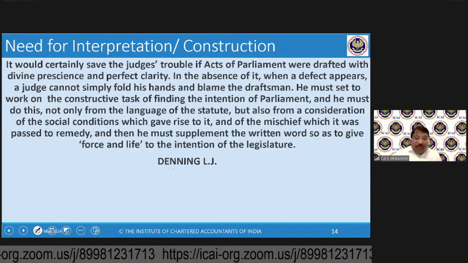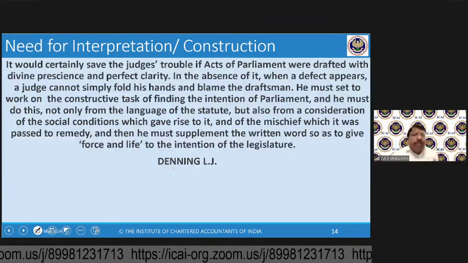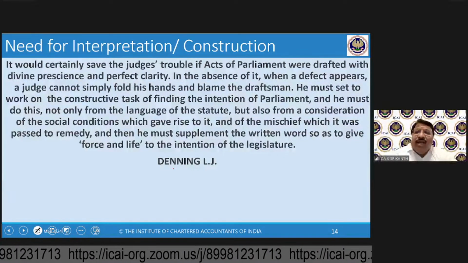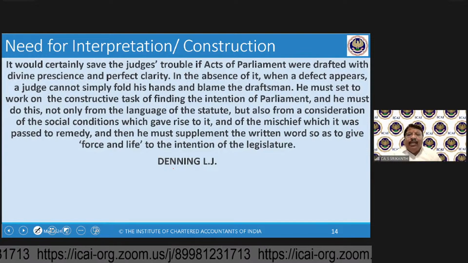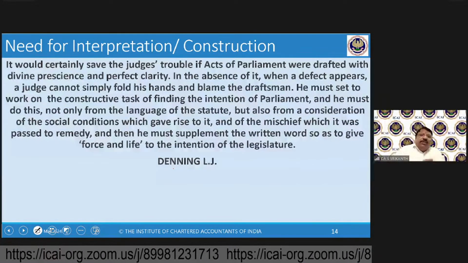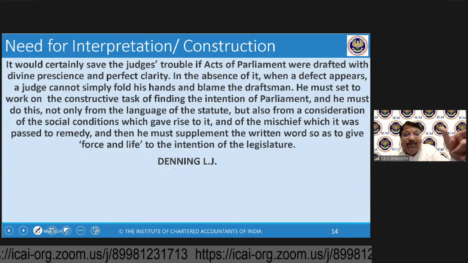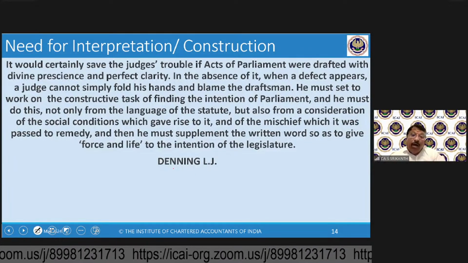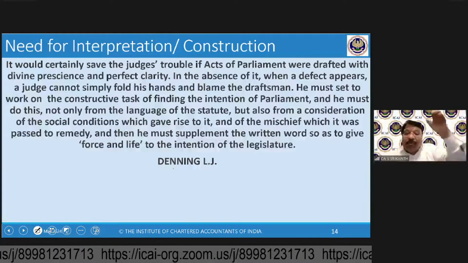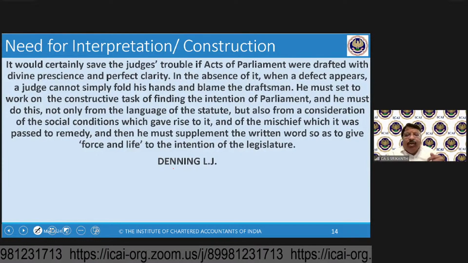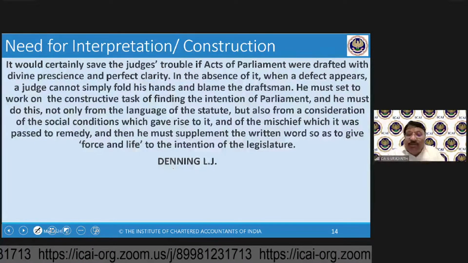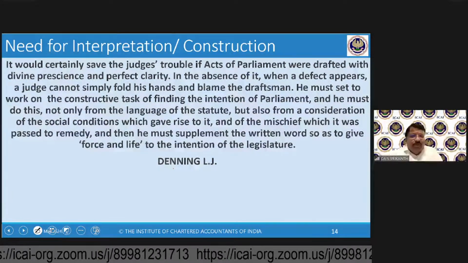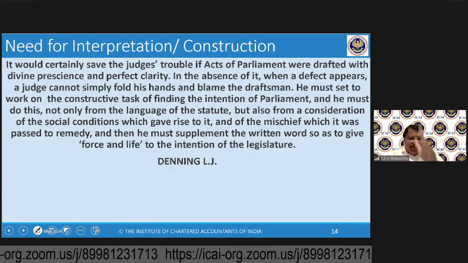Of course, once there is an ambiguity, we have to interpret. He kept on saying you cannot reduce it to fidelity to the words. You have to give life and soul to the enactment, which is what Denning says: It would certainly save the judges trouble if acts of parliament were drafted with divine prescience and perfect clarity. In the absence of it, when a defect appears, a judge cannot simply fold his hands and blame the draftsman. He must set to work on the constructive task of finding the intention of parliament. And he must do this not only from the language of the statute, but also from consideration of the social conditions which gave rise to it and of the mischief which it was passed to remedy. So mischief means here, what was the defect in the earlier law that was to be remedied? And then he must supplement the written word so as to give force and life to the intention of the legislature. Very famous quote of Lord Denning.